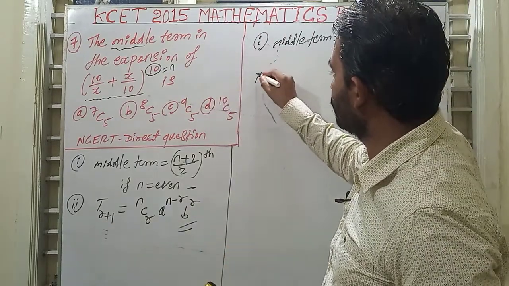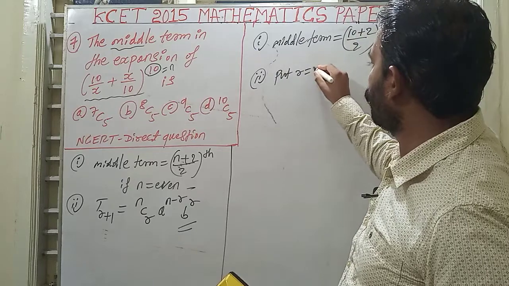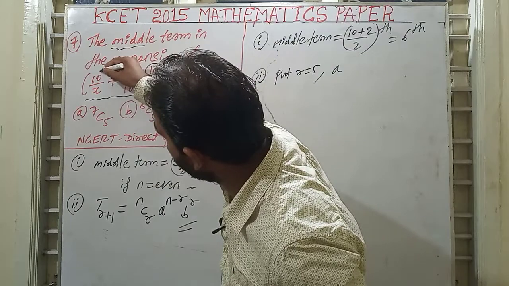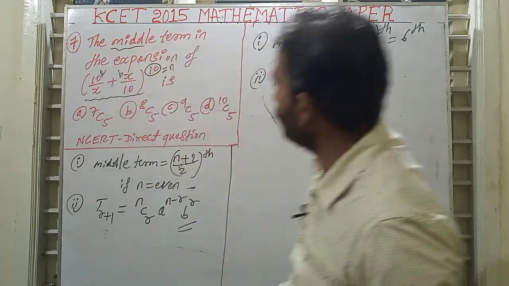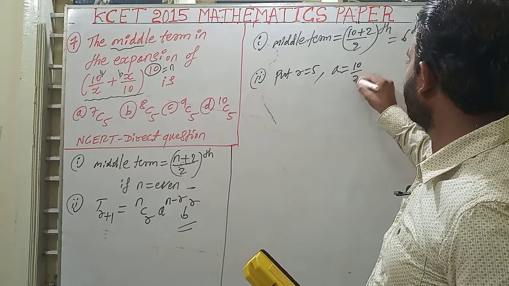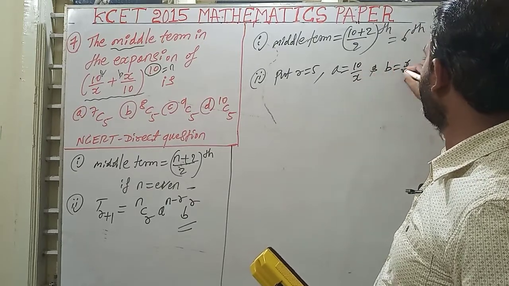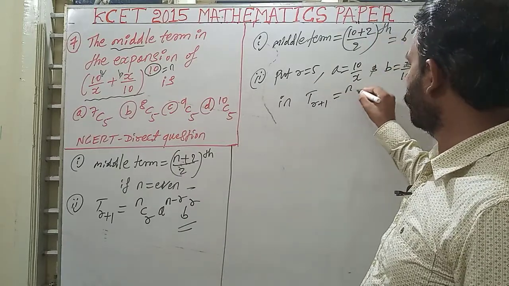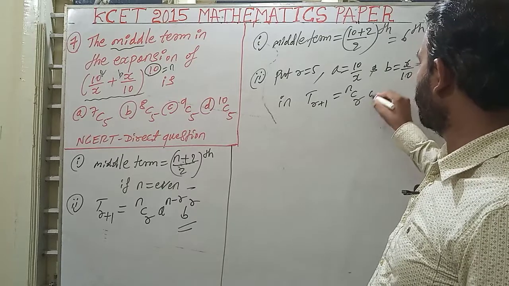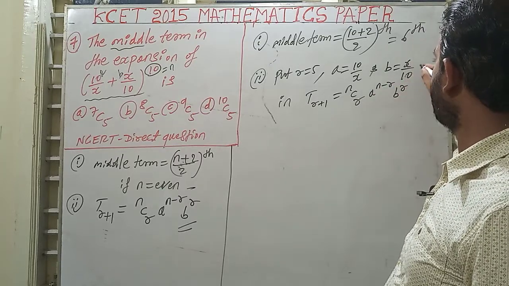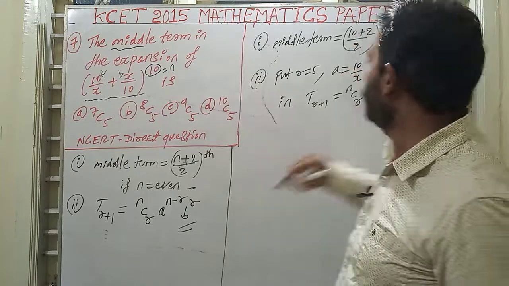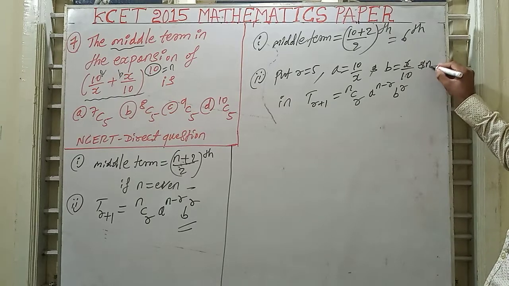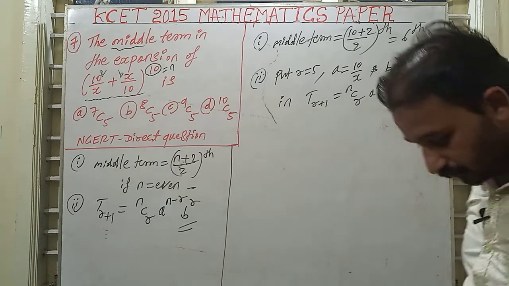Okay, in the second step, put r is equal to 5, and a is 10 by x and b is x by 10. In general term, what is the general term? T r plus 1 is equal to nCr a power n minus r, b power r, and also n is equal to 10. We get the required answer.